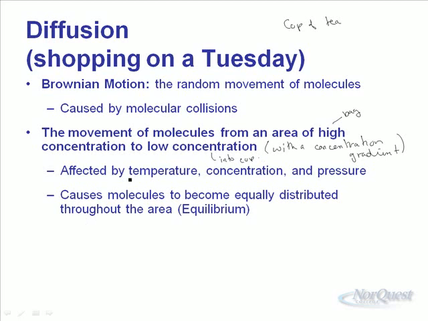The rate of diffusion is affected by a bunch of things, and most of these are fairly intuitive. Affected by temperature. If the temperature goes up, then Brownian motion increases. Concentration. As concentration goes up, the rate of diffusion increases. And as pressure goes up, the rate of diffusion increases as well. All of these things, when they go up, they increase the rate at which molecules move through a space.